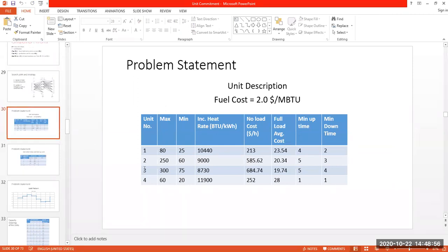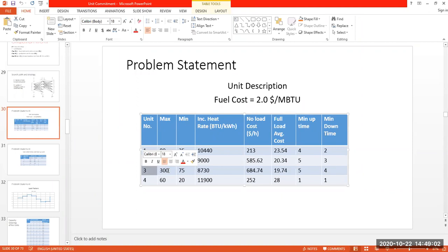You see here in slide number 30, we have the unit description. Unit number 3 has the maximum capacity of 300. So I can take 300 out of 300, and I will load unit number 3 to its fullest capacity. Then I will go for the next priority unit, which is unit number 2. Remember, state 12 says only 2 and 3 are turned on, so I can choose among these two only.